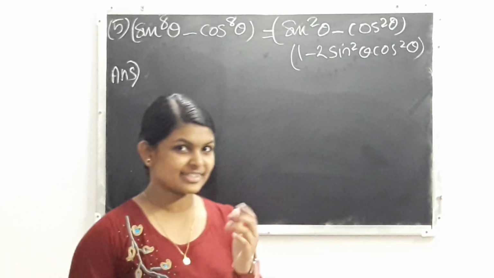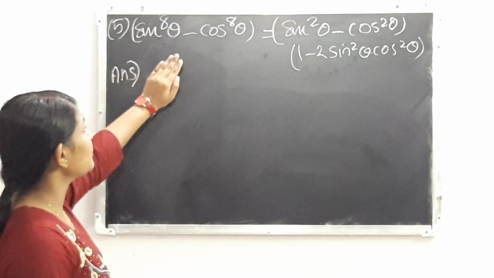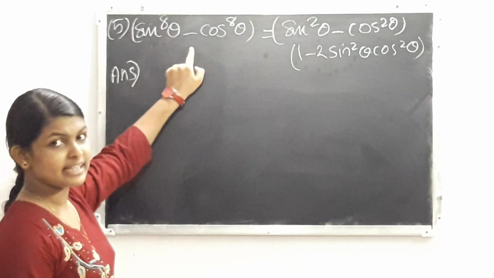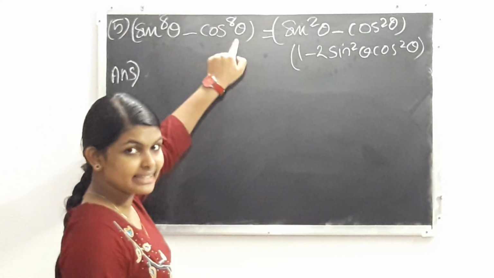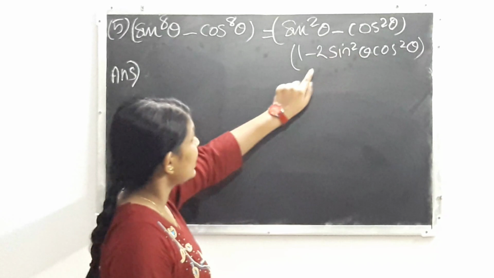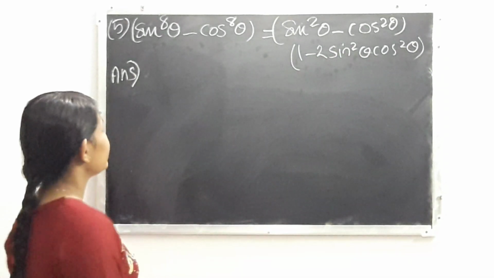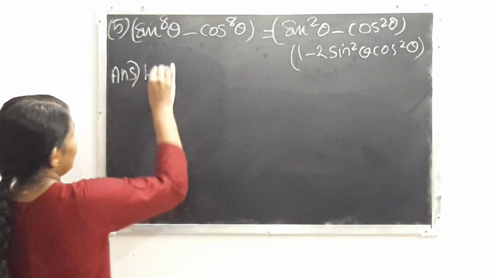Now we can go to the next question. The next question is again a proof question. We have to prove that sin raised to 8 theta minus cos raised to 8 theta is equal to sin square theta minus cos square theta into 1 minus 2 sin square theta cos square theta. So first of all we can take the LHS.